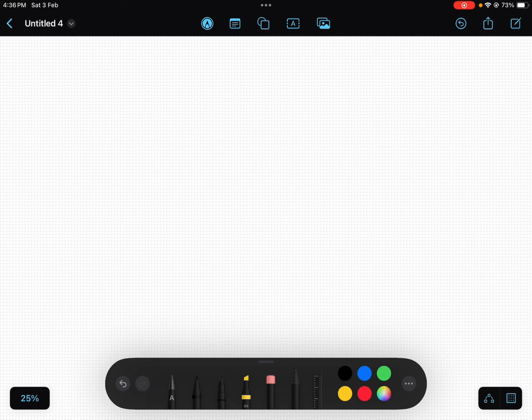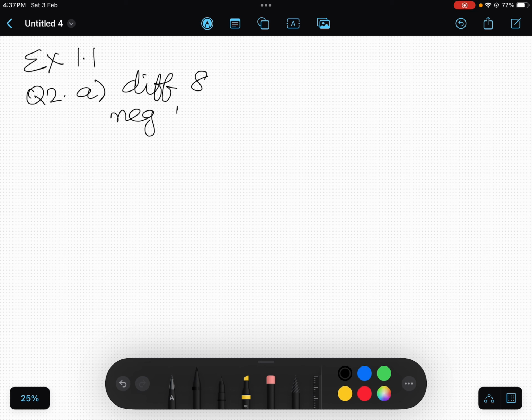Hi everyone. Today we are going to see exercise 1.1, question number 2 from NCERT grade 7 textbook. So question number 2, the A part is write a pair of negative integers whose difference gives 8. So the difference has to be 8 and they are also asking for a pair of negative integers.